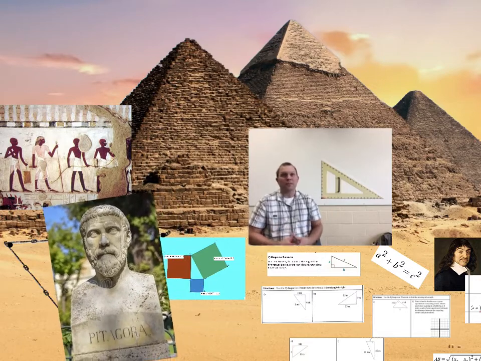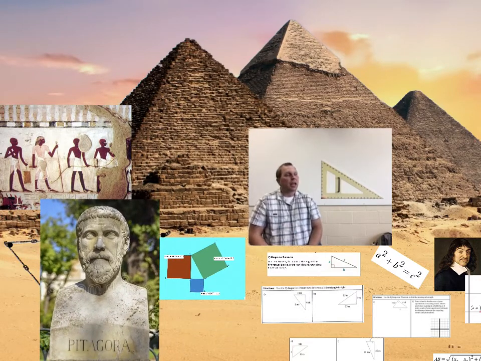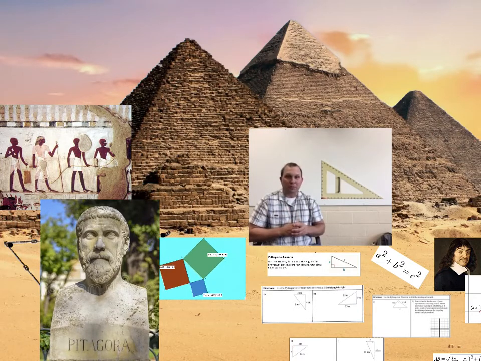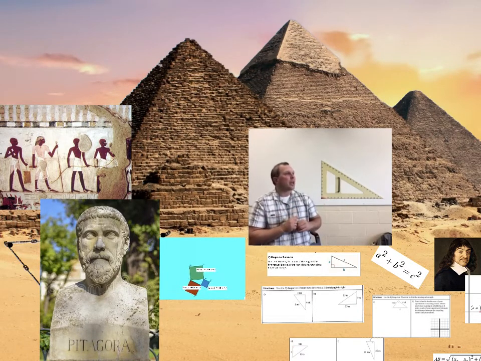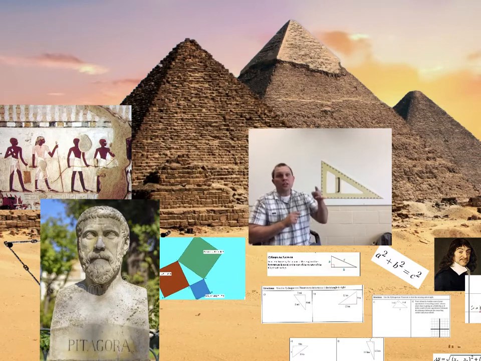He was about 500 BC, and the Pythagoreans were geometers. The geometry that they studied was the foundation for everything that they did in mathematics. They didn't do a lot of algebra, they did a lot of geometry. And so they took this triangle here and they studied the squares.